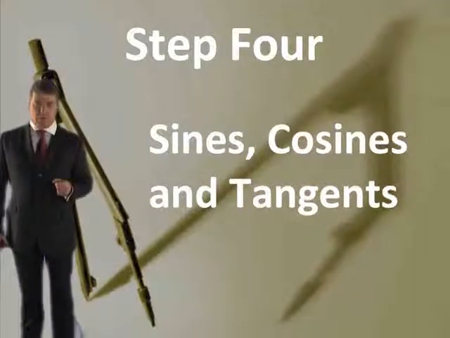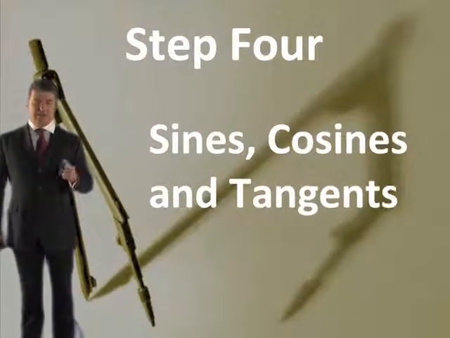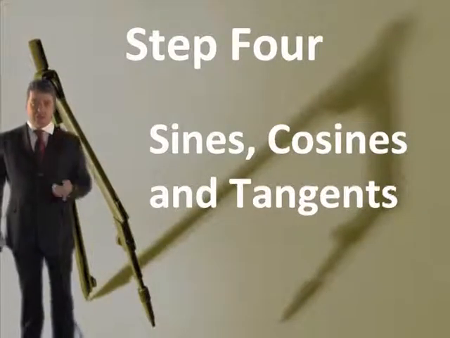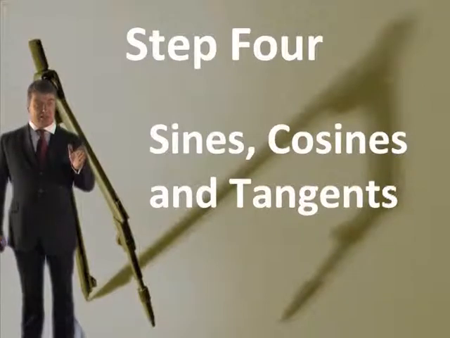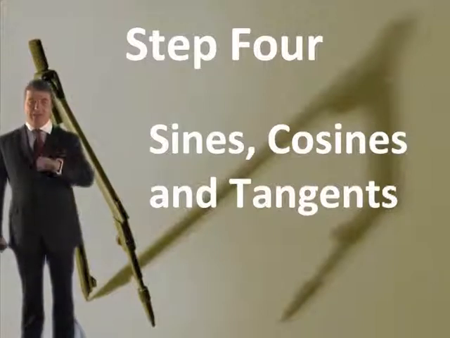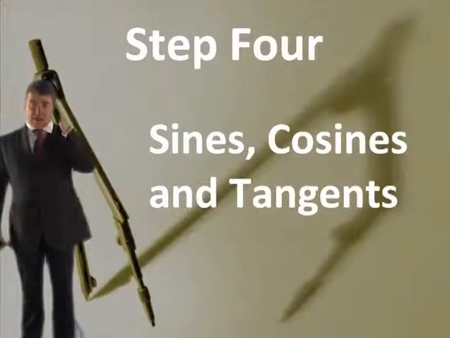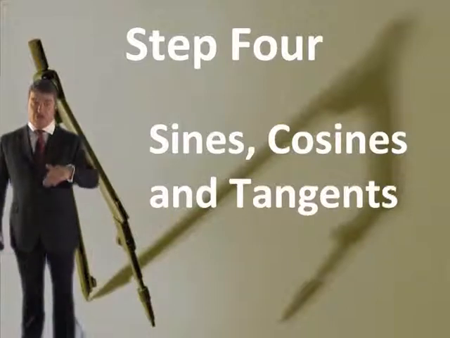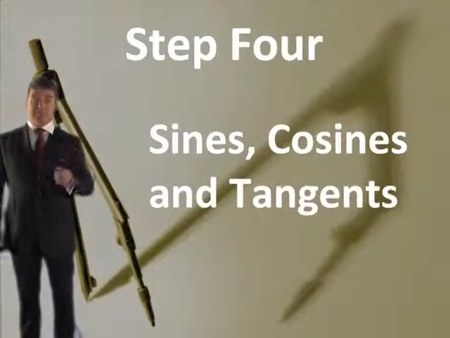which is SOHCAHTOA. The next one is step 4. And this is understanding what sines, cosines and tangents are all about. And these will help you solve trigonometry problems. Sines, cosines and tangents are functions that help you determine both the lengths of the sides of a triangle and the angles. It lets you do both. It lets you work out how long certain sides are, and you can also work out angles using this principle.